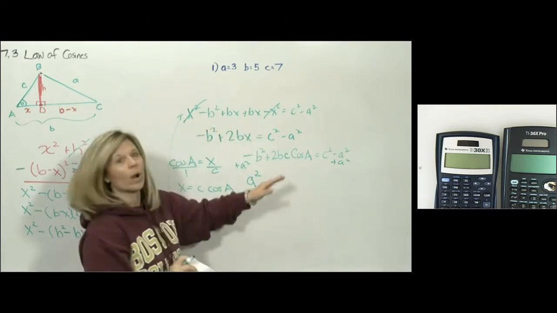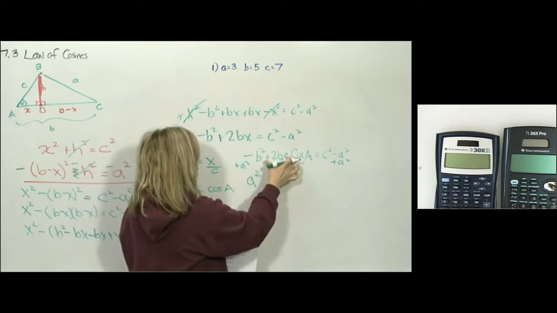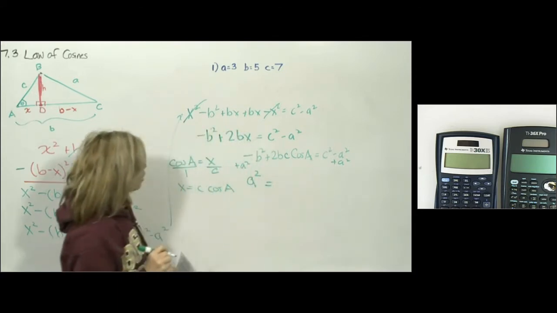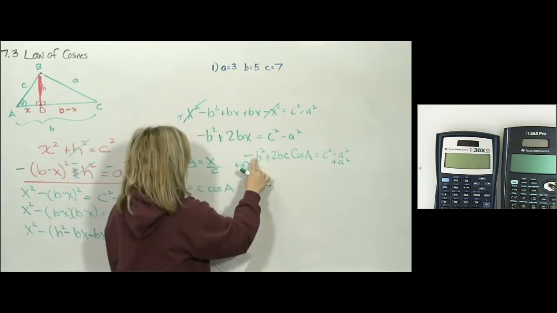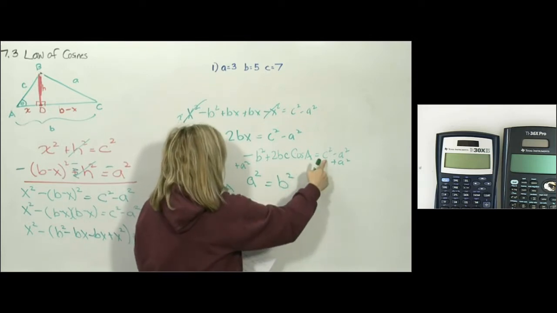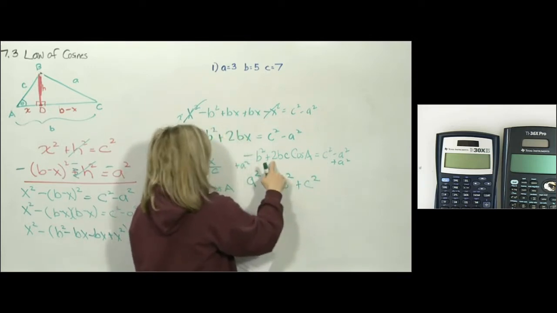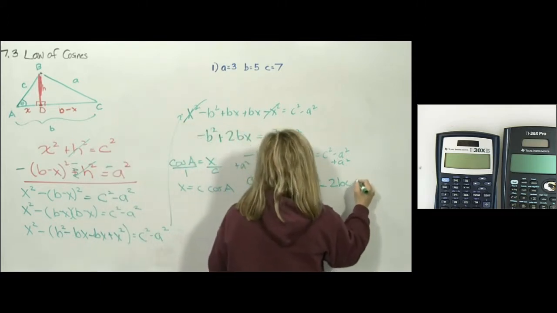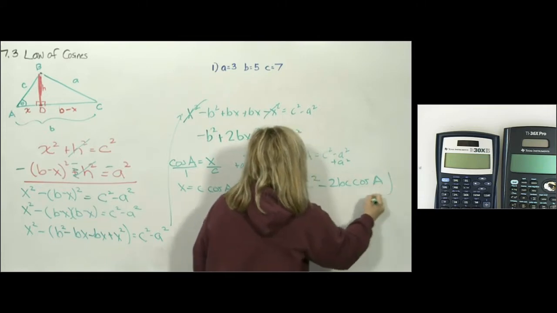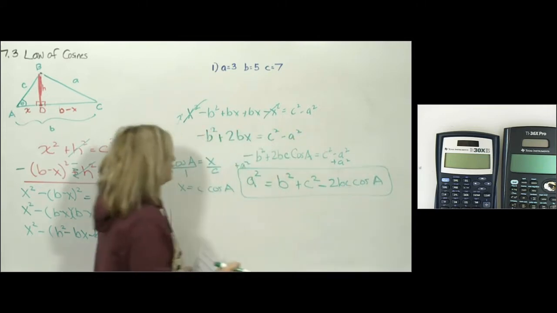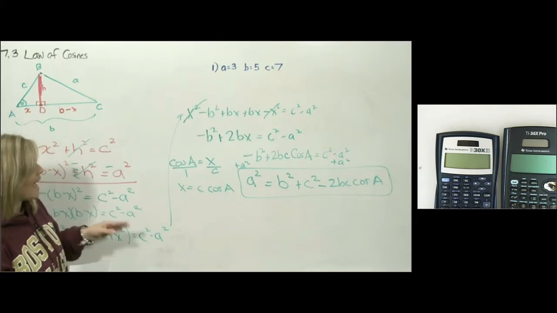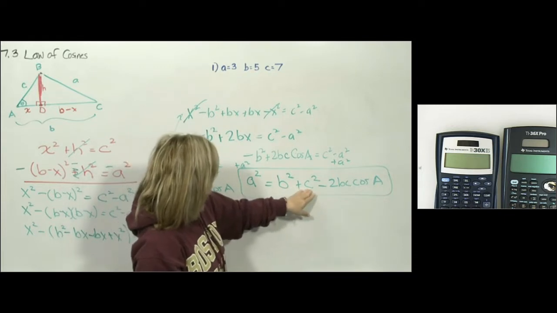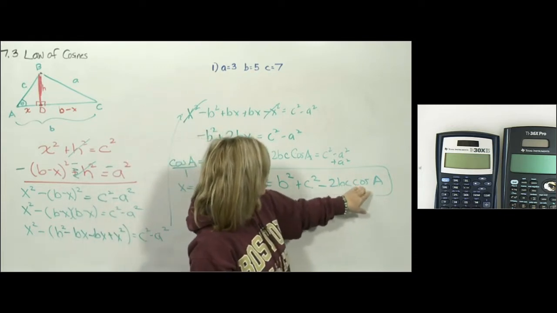So they had it a squared equals. If they want a squared equals, they need to move both of these terms over to the right. So to move the b squared over, if it's negative, they're going to make it positive. They're going to leave the c squared. To move this term over, it's positive, they're going to make it negative. And ladies and gentlemen, that is the law of cosines. That is the formula for the law of cosines. A squared equals b squared plus c squared minus 2bc cosine A.